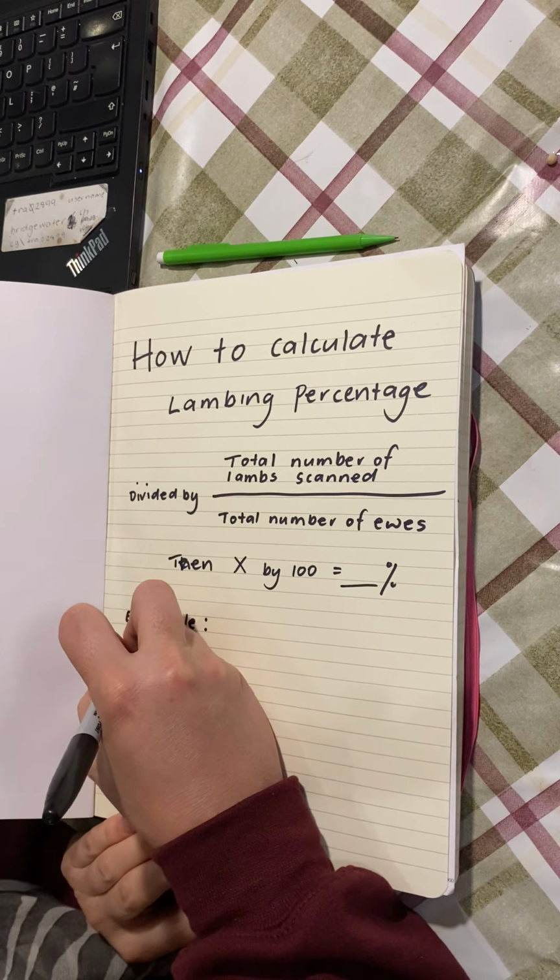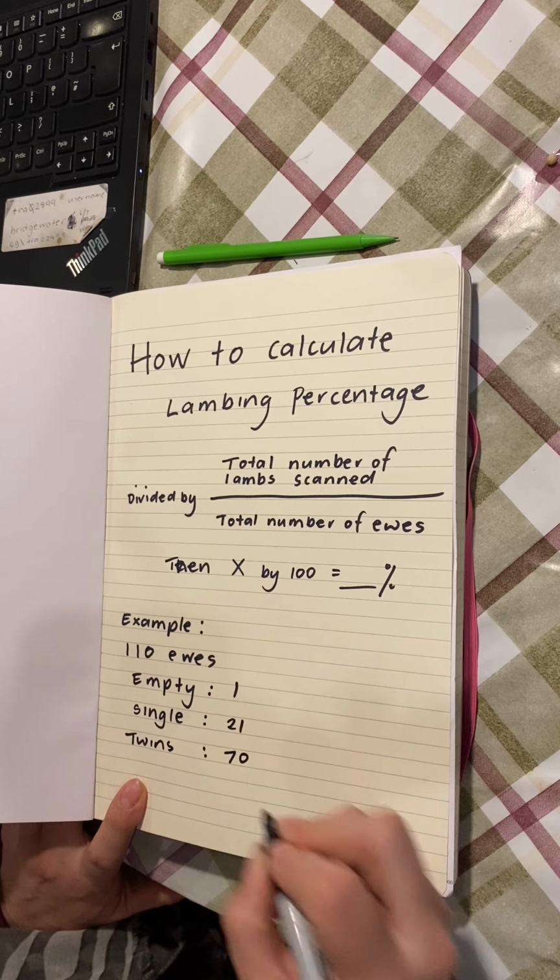So empty, we're only going to have one that's empty in my example. Singles, so that means they just have one lamb. We're going to have 21 that have one lamb. Twins, for my example, we're going to have 70 twins.